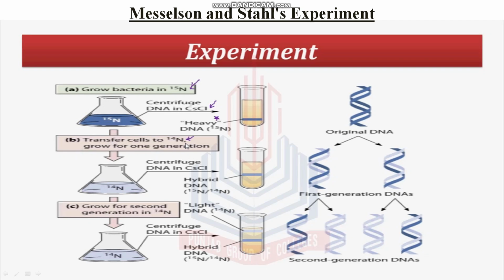Transfer the cells to 14N and grow for one generation. Centrifuge the DNA in cesium chloride. What happened? Hybrid DNA is formed. One strand is of 15 nitrogen, and the second one is of 14 nitrogen. Clear? In the second generation, what did he find? In the second generation, he found again 14 nitrogen DNA, and also 15 nitrogen and 14 nitrogen hybrid DNA. Clear? Is it clear, students?